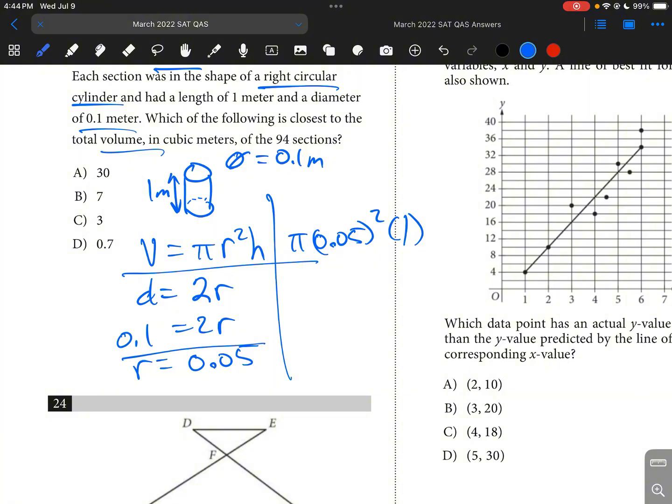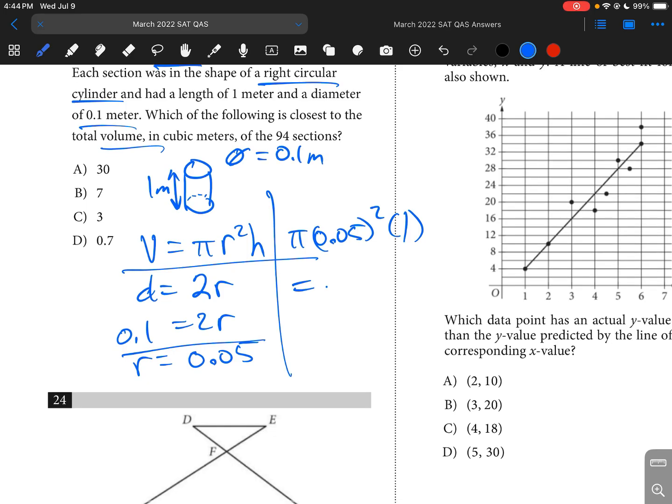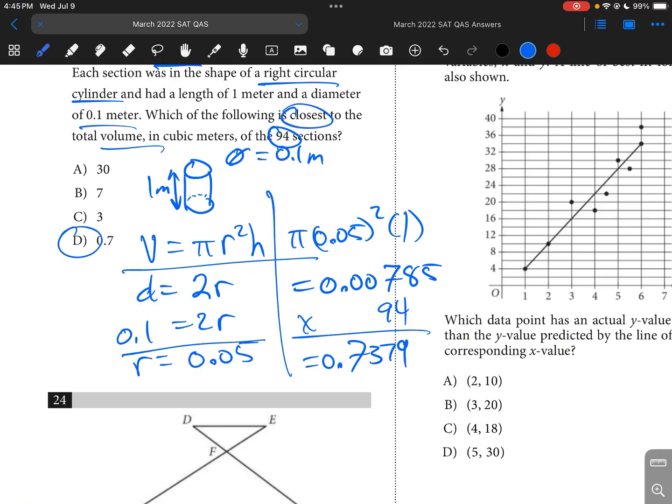So plugging this into your calculator, you end up with 0.00785. But you also want to make sure that it's asking for 94 sections. So multiply this number by 94, and you end up with 0.7379. And so what is the closest? Well, the closest is D, 0.7.